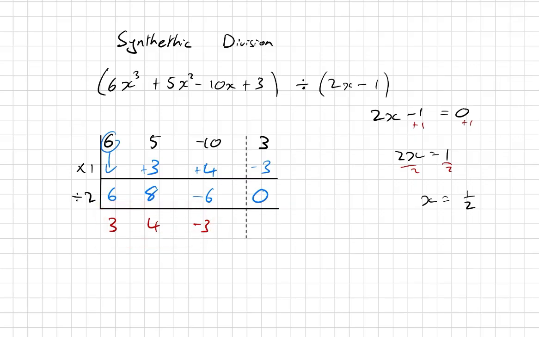Now remember, this first 6 actually had an x cubed in front of it, but I'm going to reduce each of the powers by 1. So when I divide by x, I get x squared. And this 5 actually was 5x squared. When I reduce the power or divide by x, I get x, just regular x, so 4x. And this negative 10 was 10x. If I divide by x, I just get a constant, or no x's. So this negative 3 becomes just negative 3. And there is my final answer, 3x squared plus 4x minus 3.